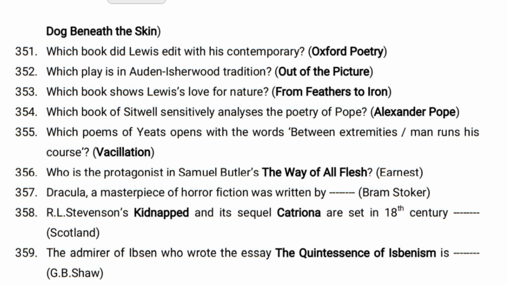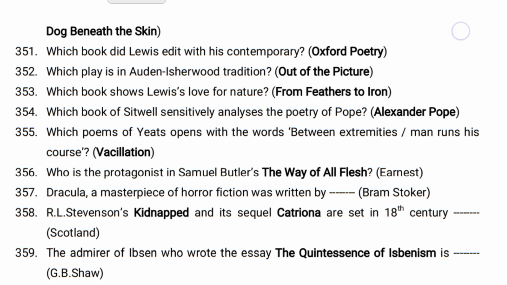Which book did Lewis edit with his contemporaries? Oxford Poetry. Which play is in the Auden-Isherwood tradition? Out of the Picture. Which book shows Lewis' love for nature? From Feathers to Iron. Which book of Sitwell sensitively analyzes the poetry of Pope? Alexander Pope. Which poem of Yeats opens with the words, between extremities man runs his course?